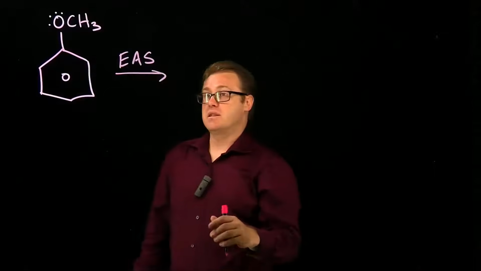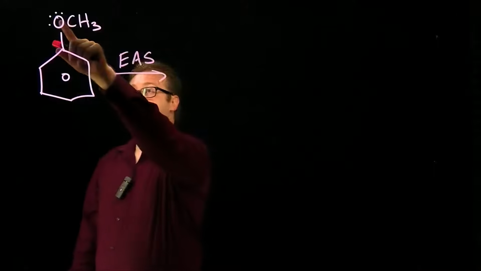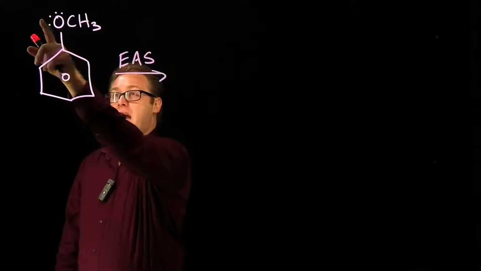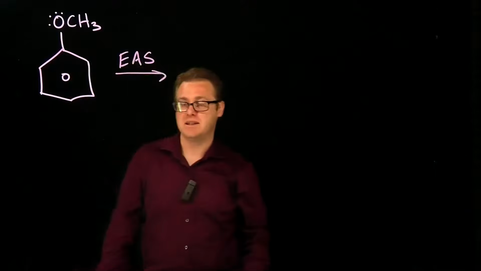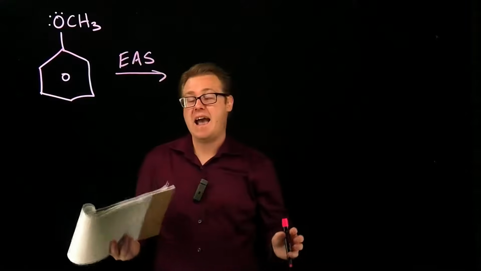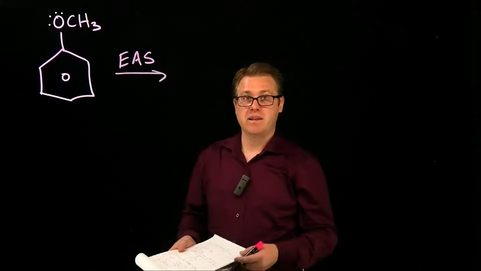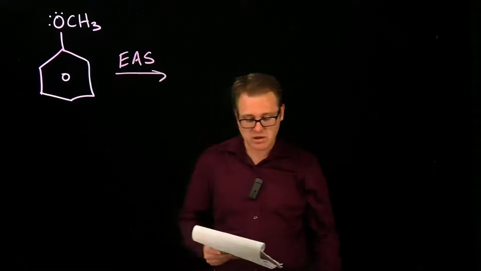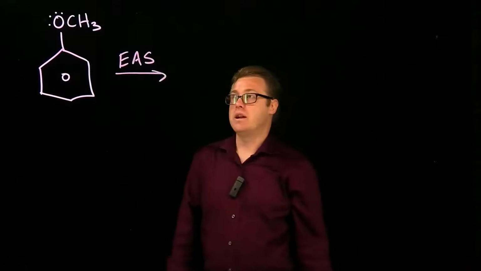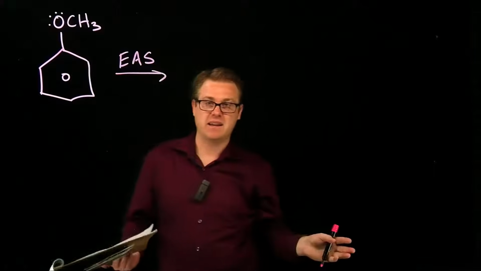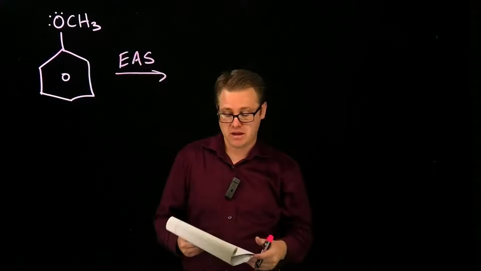And the reason why is because we see lone pairs on this oxygen, and it can donate electron density into the benzene ring. So it is activating the benzene ring. There's more electron density in that ring, so it can react faster. So we call that group right there an activator. It's making it more active than benzene.